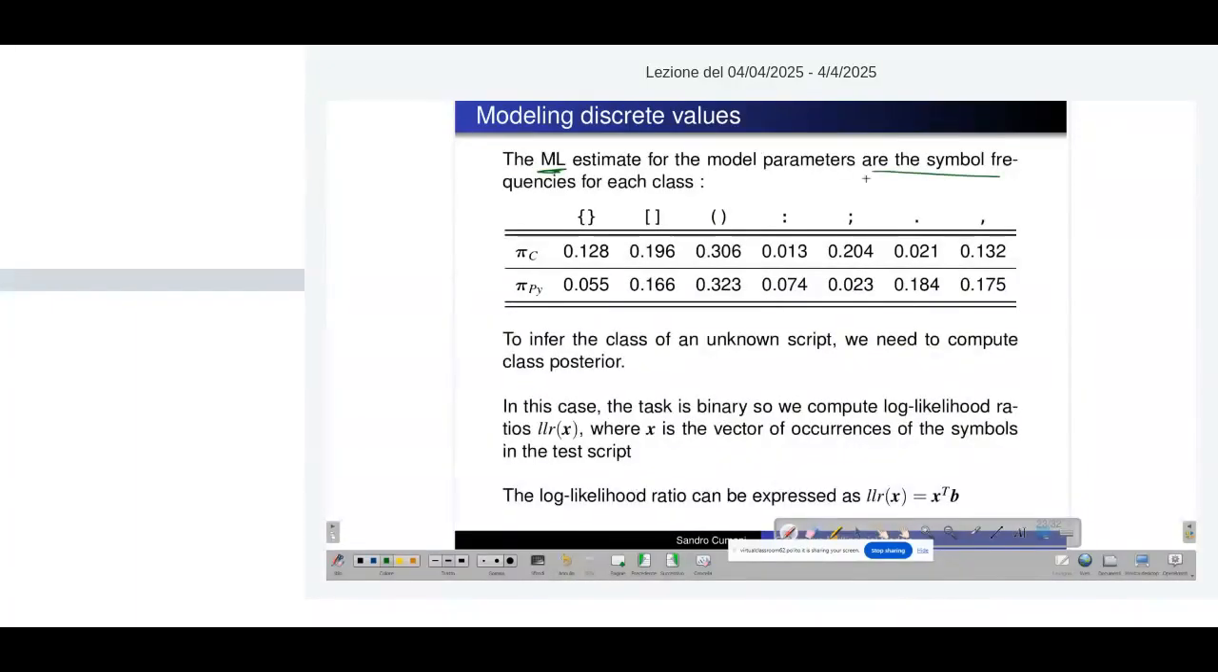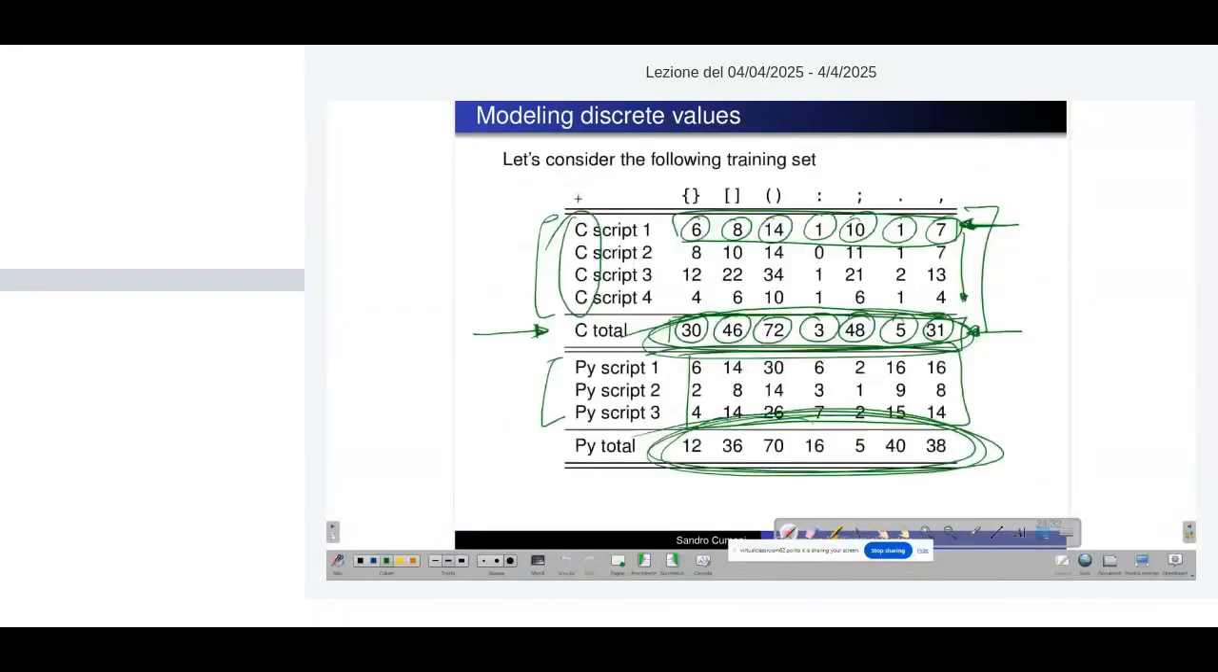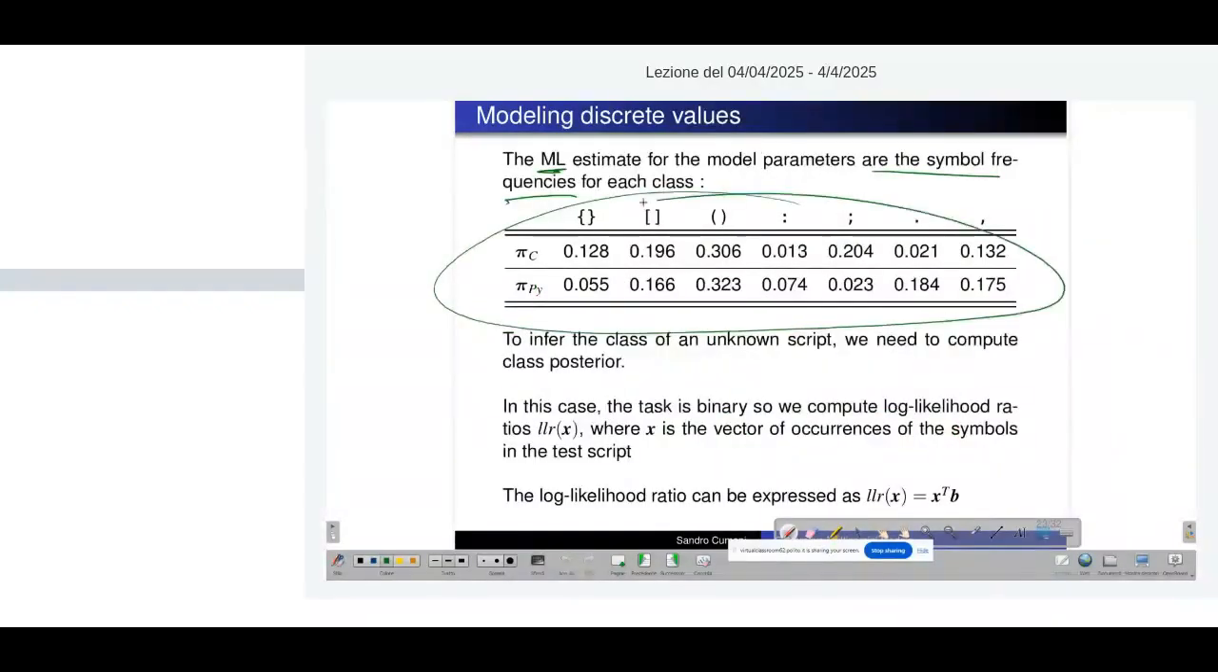Maximum likelihood estimate, each symbol is represented in the class by the corresponding frequency. So we take these values, we compute their sum, which will be the number of C symbols. Here the sum will be the number of Python. Then we will take the C symbols and divide by the total numbers. So in this case, 30 plus 46 plus whatever. And this will give the frequency of curly brackets in C scripts, the frequency of square brackets in C scripts. We repeat for Python, we get these values. These are the frequency of curly brackets inside C scripts.